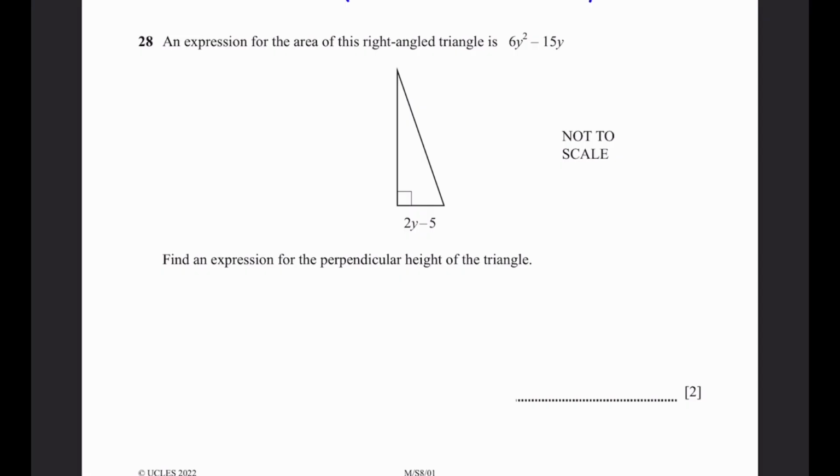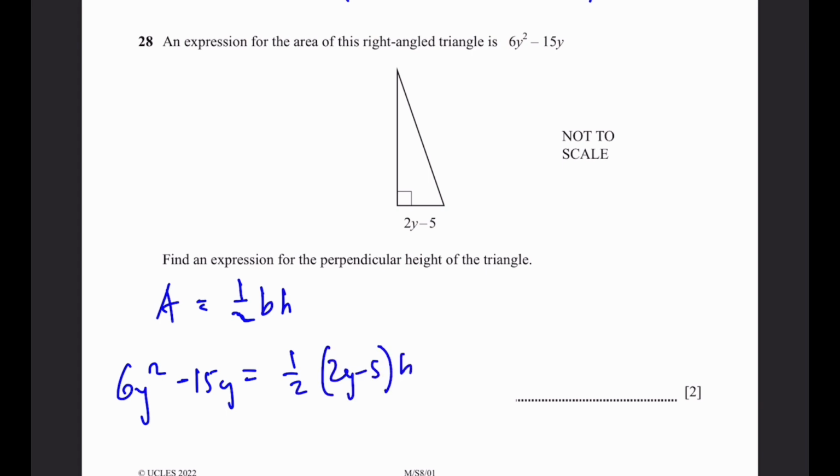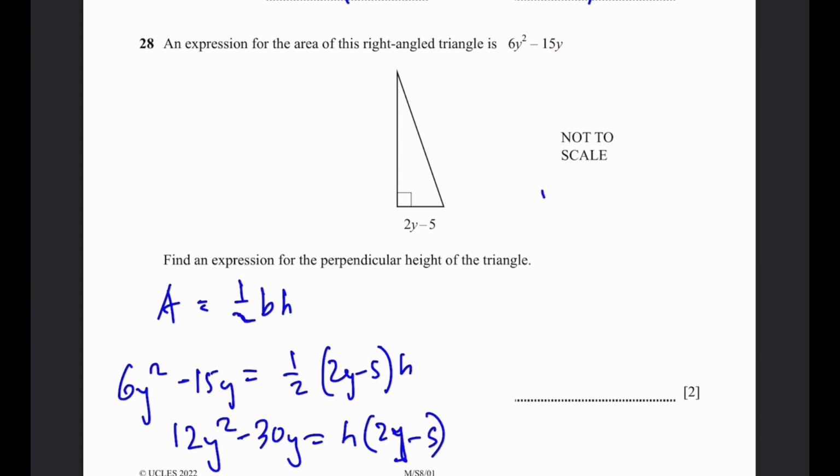Question 28. An expression for the area of this right angle triangle is 6y squared minus 15y. Find an expression for the perpendicular height of the triangle, which is this height. Well, we know that the area is equal to half times base times height. That means 6y squared minus 15y is equal to half times (2y minus 5) times height. So bring half to the other side, that means you multiply by 2. So 12y squared minus 30y equals h times (2y minus 5). And that's why h is equal to (12y squared minus 30y) divided by (2y minus 5).